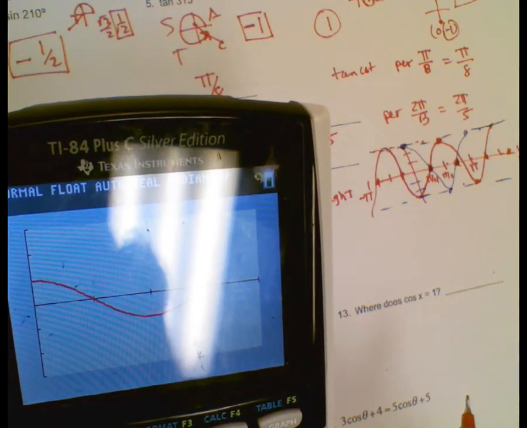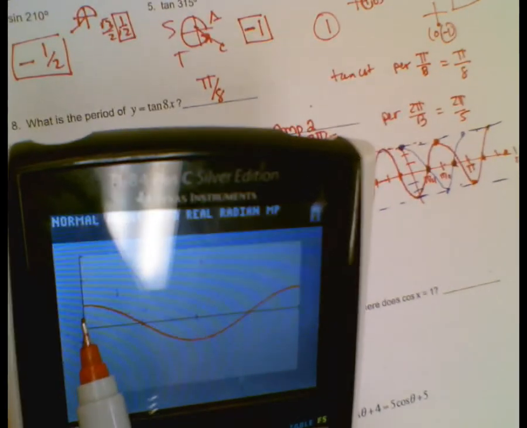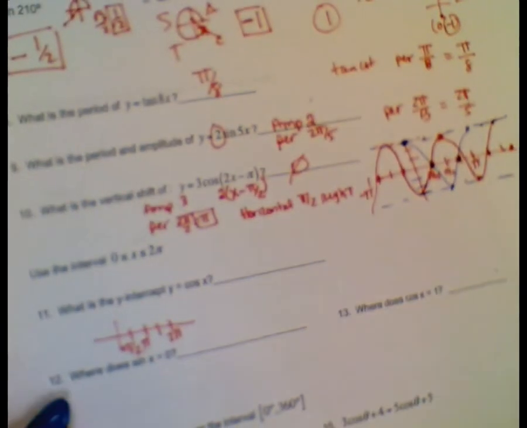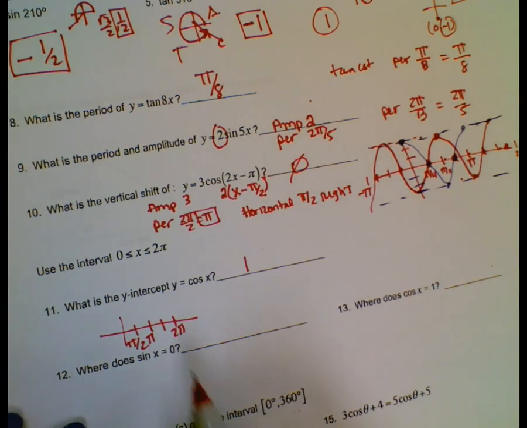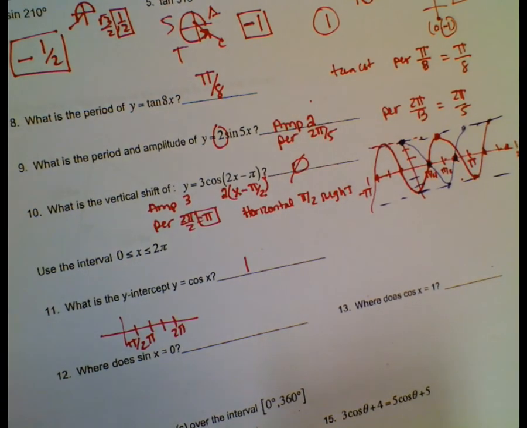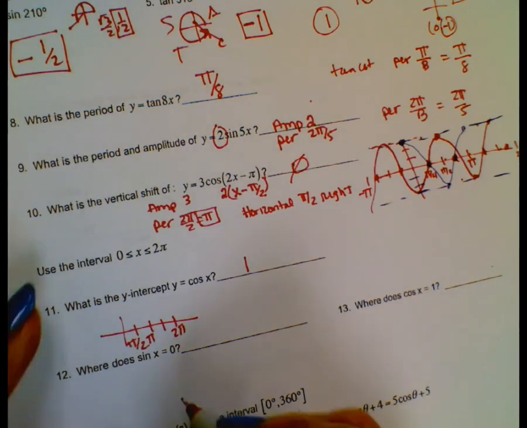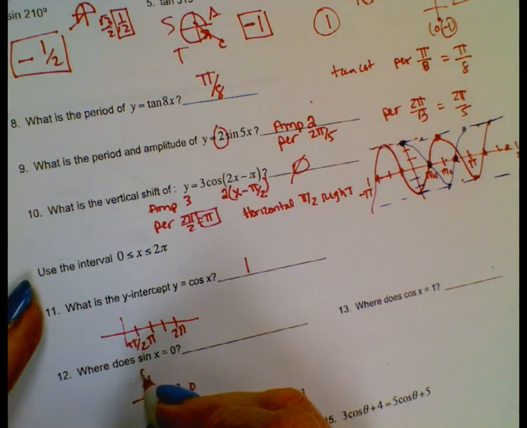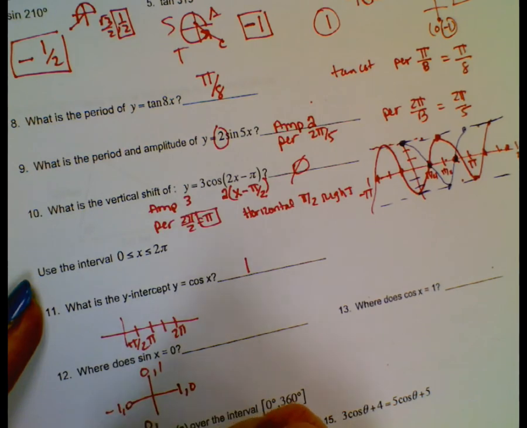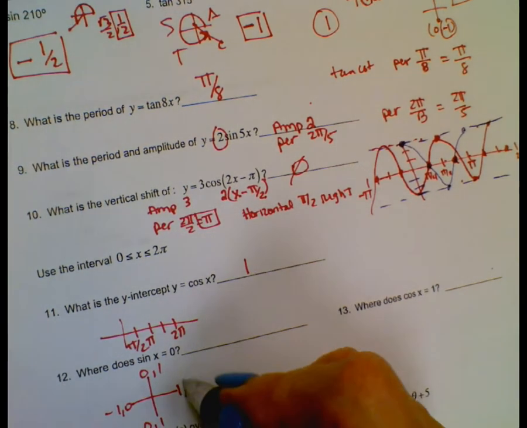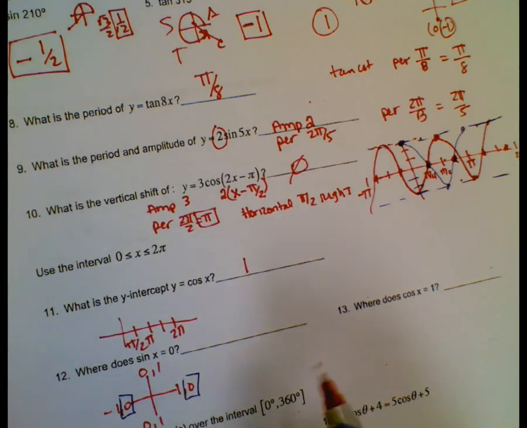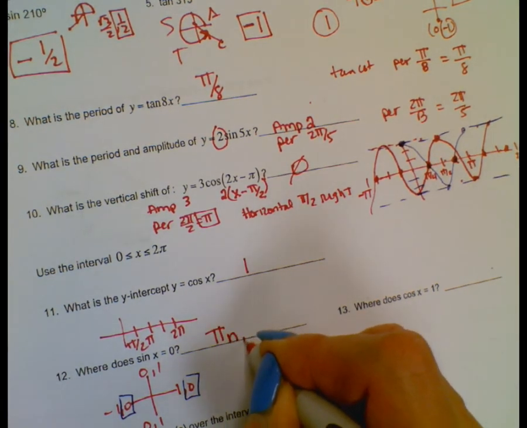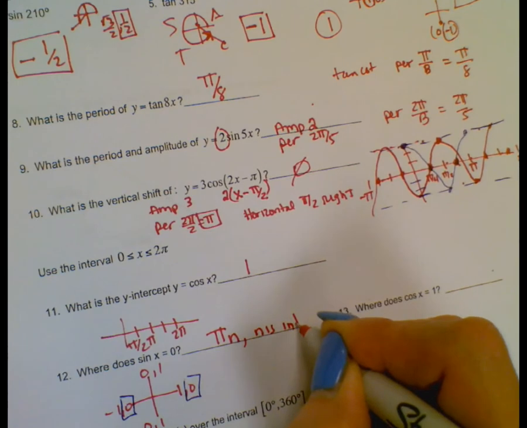So it says, what's the y-intercept? The y-intercept is where it crosses the y-axis. So it's 1, right? It's not 0, it's 1. If it was a sine, it would be 0. Where does sine x equal 0? Sine is 0 here and here. So when is sine 0? It looks like at 0, at pi, at 2 pi, at 3 pi, at 4 pi. So you would say at pi n, where n is an integer.